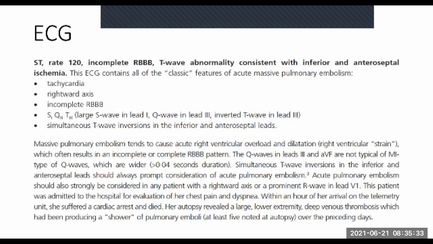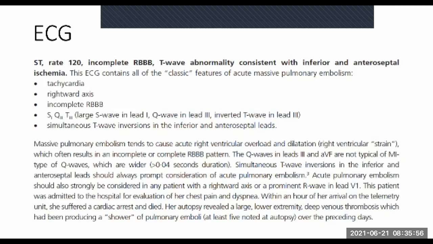And simultaneous T-wave inversions in the inferior and anteroseptal leads should always prompt consideration of acute pulmonary embolism, exactly what we were talking about. And acute pulmonary embolism should strongly be considered in any patient with a rightward axis or a prominent R wave in lead 1. So not necessarily, but yeah, it needs to be considered, all right?